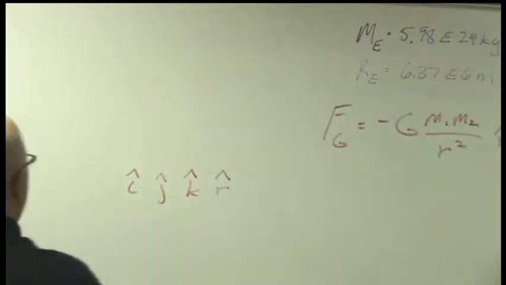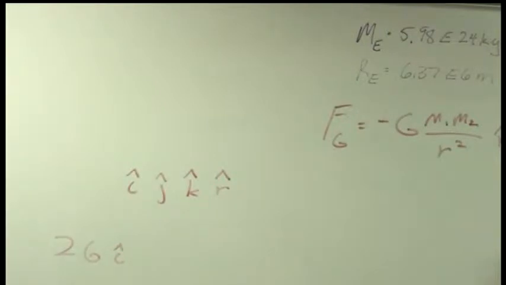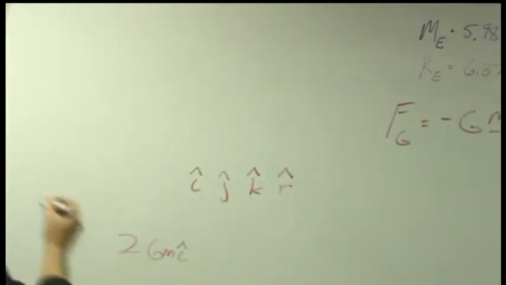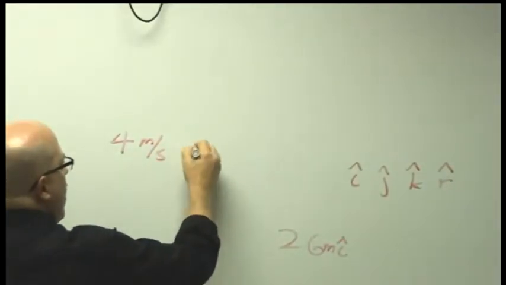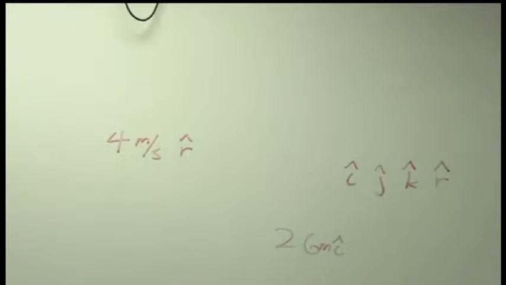So like if we had 26 i hat, then we know if it's meters, that that's in the x direction, correct? All right. So if I had 4 meters per second r hat, what would that mean? Along the radius, in the radial direction. And what is the positive radial direction? Outward from the center.